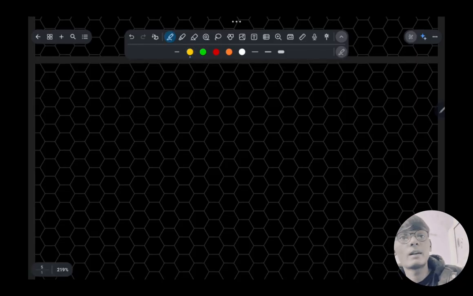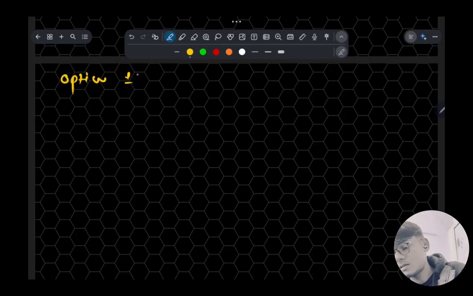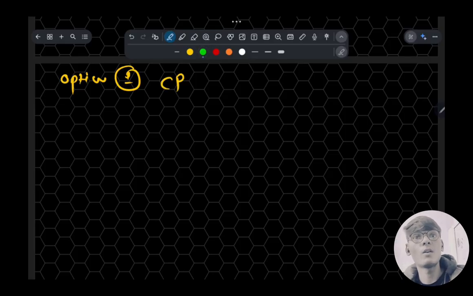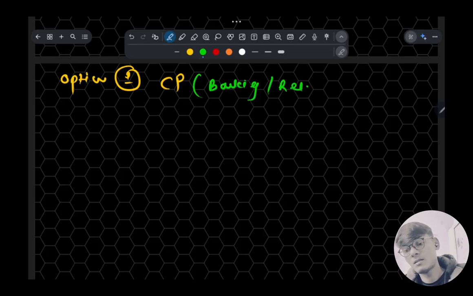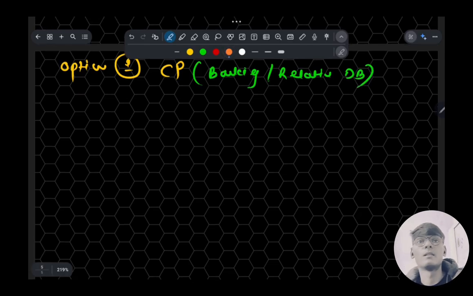We have exactly two options. Option 1 is CP. What is CP? It is for banking and relational databases. We will check the exact meaning.